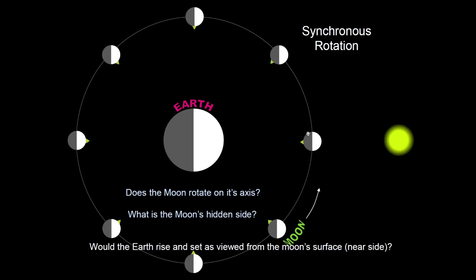Well, look right here in the new moon. The dark side of the moon is actually facing towards us, and the light side of the moon is facing towards the sun. So what is the moon's hidden side? Is it the dark side? No, not necessarily. In fact, only in this situation over here is the moon's hidden side, by hidden side we mean the side that we can't see, the dark side.